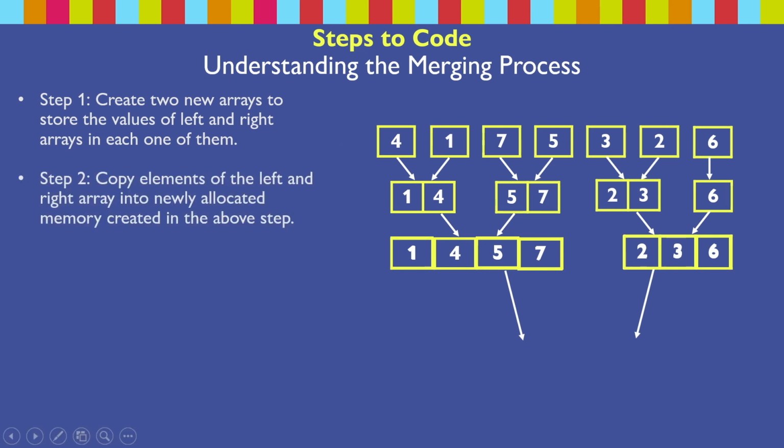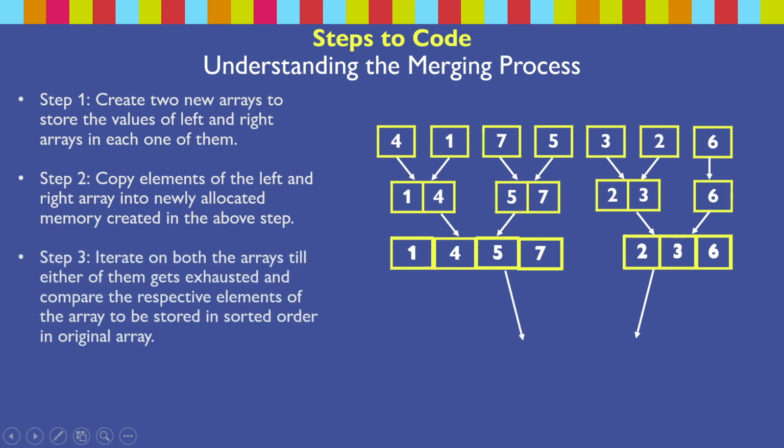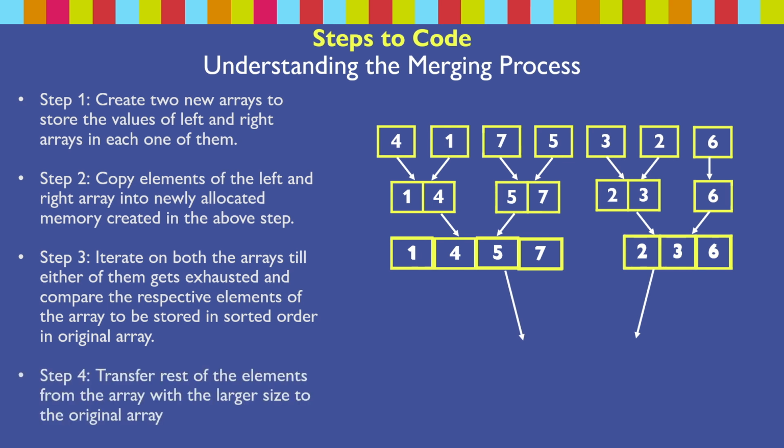In step 2, we copy the elements of the left and the right array into newly allocated memories that we have created in the above step. In the third step, once the copying process has been done, we iterate on both the arrays till either of them gets exhausted, and we compare the elements of the arrays which will be stored in the sorted order in the original array. In the last step, we are going to transfer the rest of the elements from the array with the larger size to the original array.